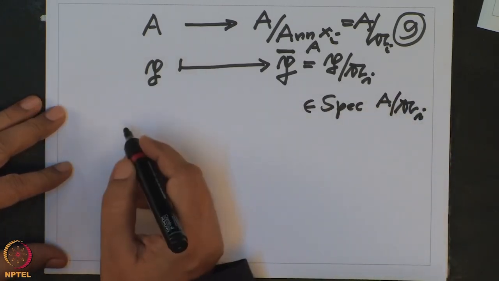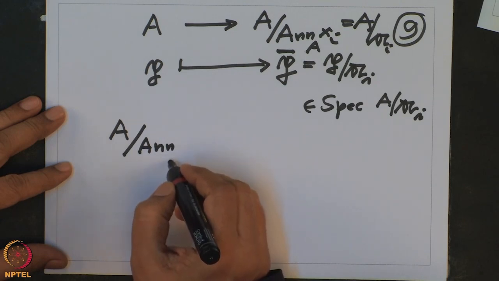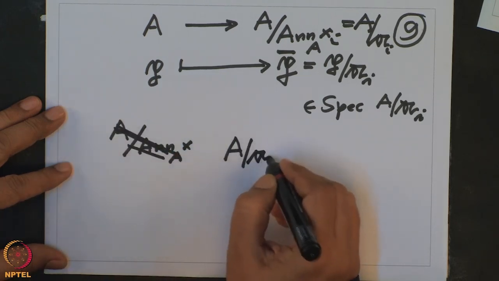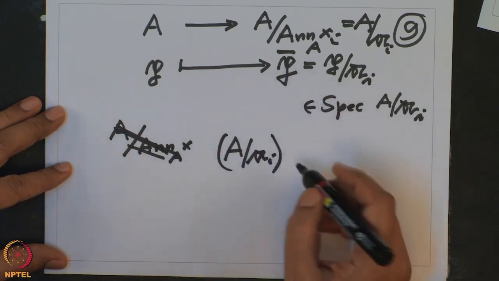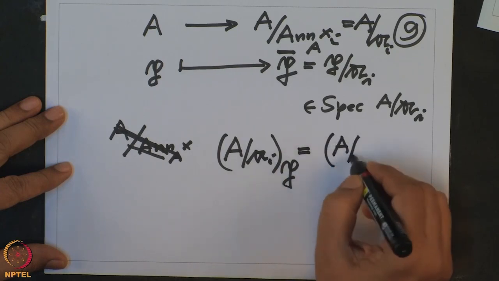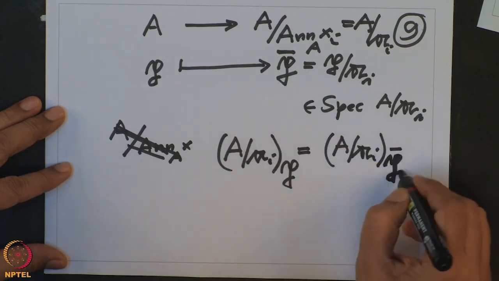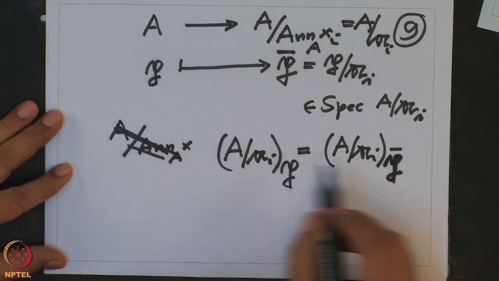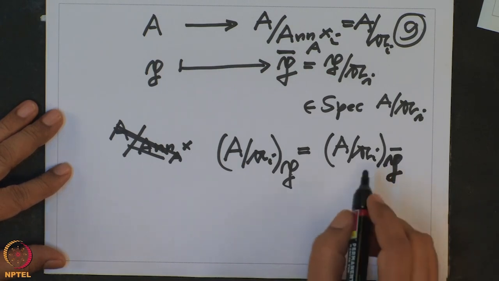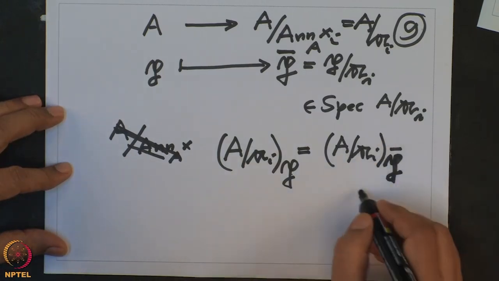All right, and what is now A mod the annihilator of AXI? So why do I write so much? Look at A modulo AI, and then localize at P. That is the same thing as A mod AI, this ring, localizing at the P bar. That means localization commutes with the residue. So whether I localize first or I go mod and then localize, these two operations are the same. But then what is this? This is definitely non-zero.